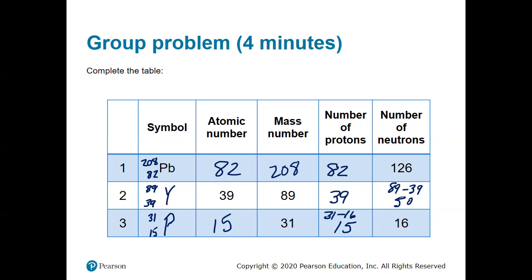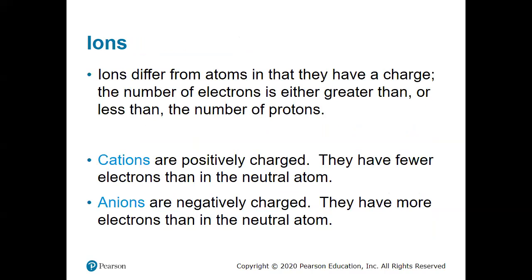Now again, absent from this table and this example was the idea of charge. So we're going to talk about that right now. Charge comes in when we have what are called ions. Ions are atoms that are not electrically neutral. And that difference in neutrality comes from the number of electrons. It is the number of electrons that are present that drive whether something is going to be positively charged, negatively charged, or neutral.